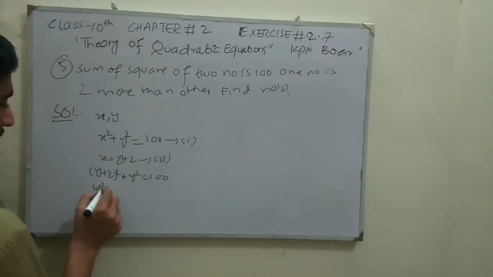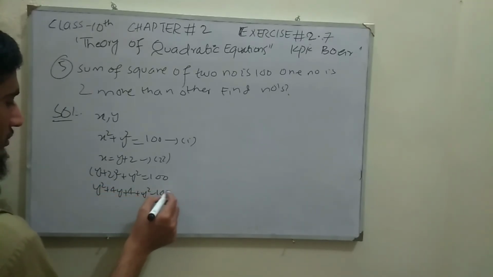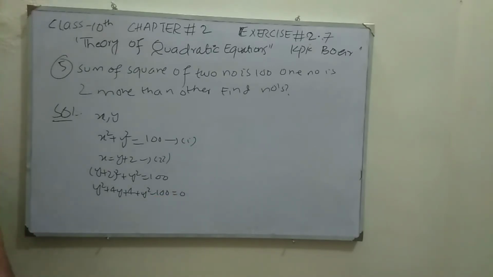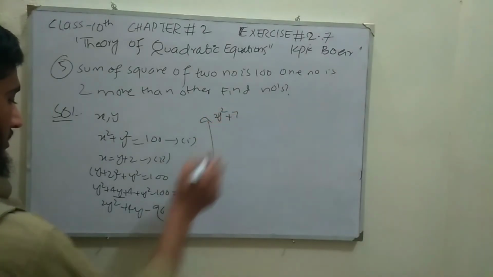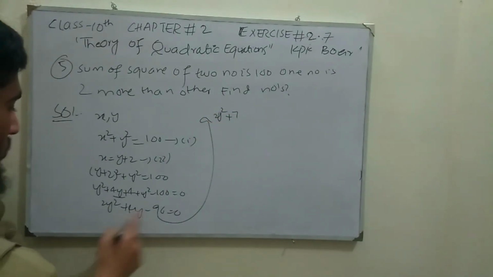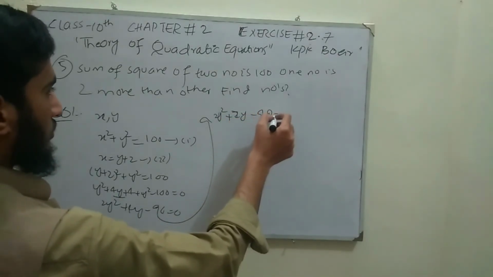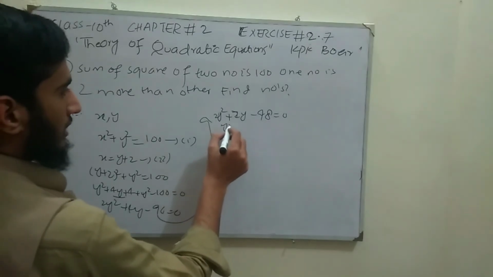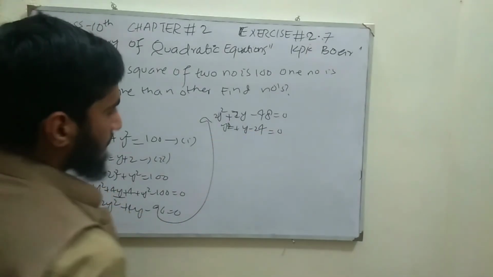Using a plus b whole square, y square plus 4y plus 4 plus y square minus 100 is equal to 0. Y square plus y square gives us 2y square. 4y, and 4 minus 100 gives us minus 96, is equal to 0. Divide the whole equation by 2, so we get y square plus 2y minus 48 is equal to 0. Again divide by 2, so y square plus y minus 24 is equal to 0.